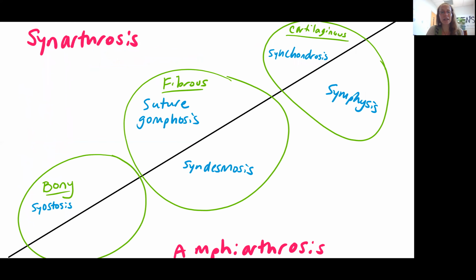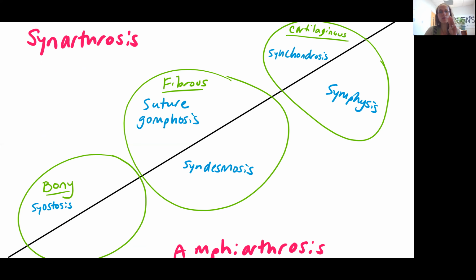Okay, looking at this diagram here, we're seeing that in the top corner there, we have all of our synarthrosis joints, and then in the bottom corner, we have our amphiarthrosis joints. And then I've grouped them together based on their structural classification. So you can see we only have one example of a bony joint, which is synostosis, and it looks like I've left off an N there. It's synostosis, and so that's clearly a synarthrotic joint.